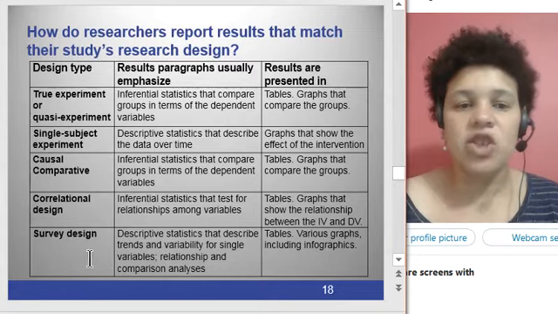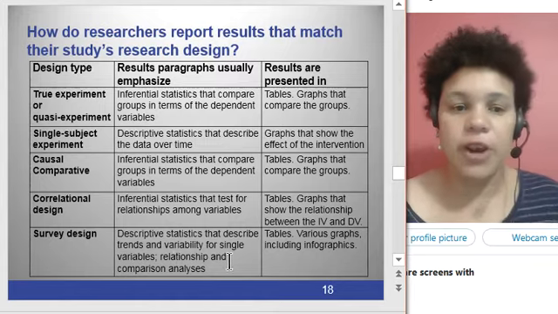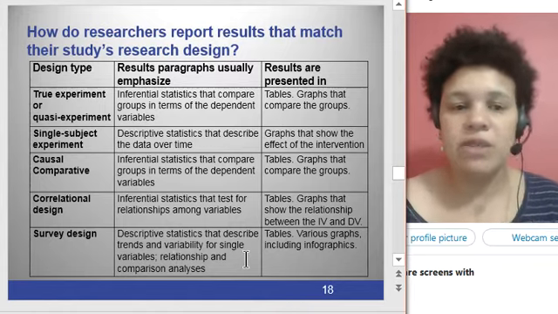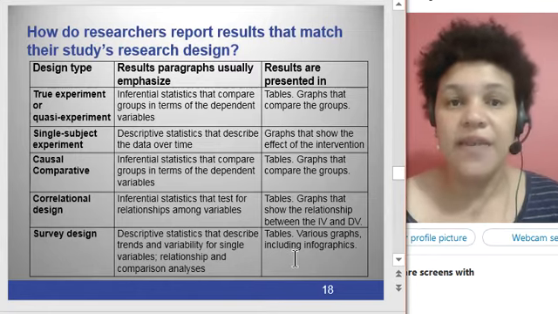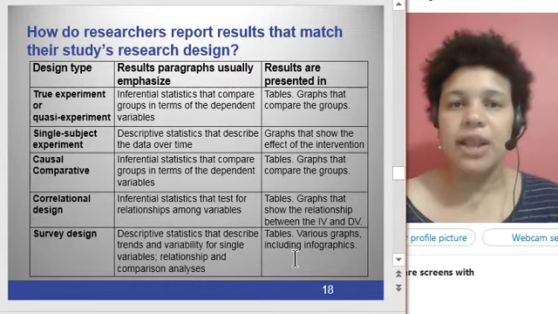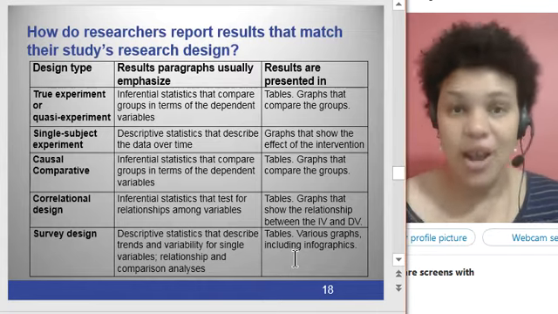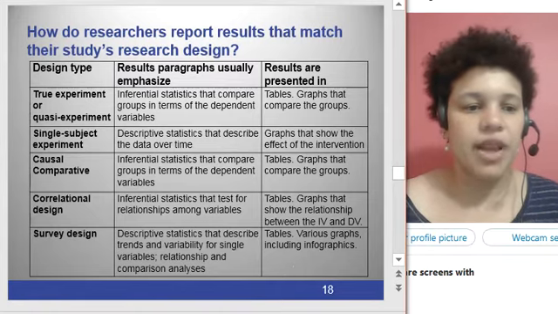Okay, for survey design, usually it's focused on descriptive statistics that describe trends and variability for single variables. There may be relationship and comparison analysis, as there was with my study. One of the things about survey designs is this is where you tend to see infographics, because basically they're looking at one population and seeing what's going on in that one population.